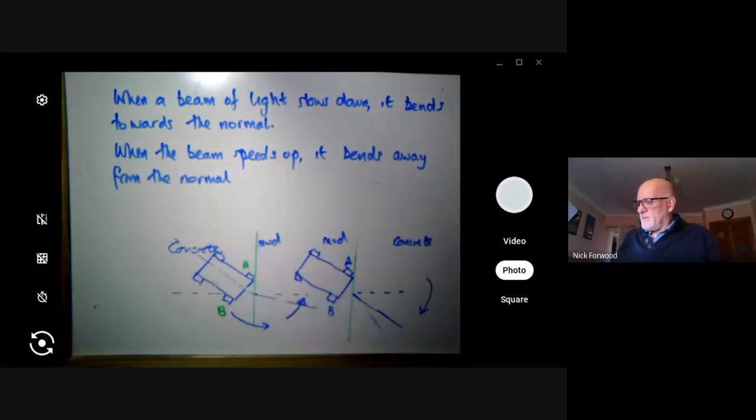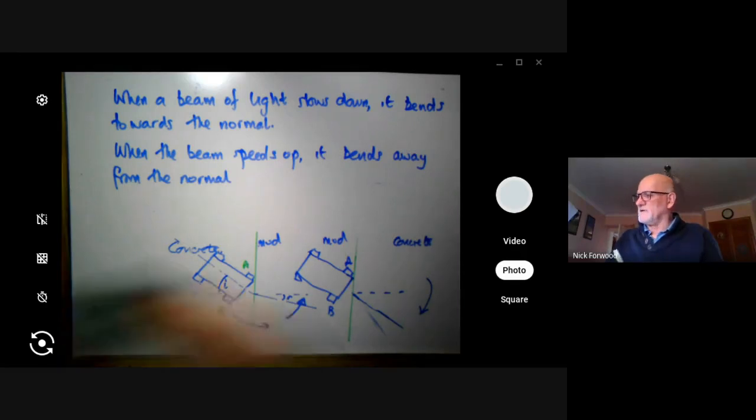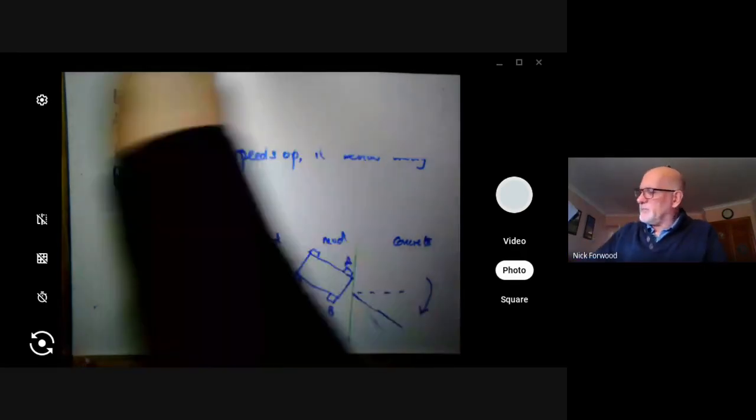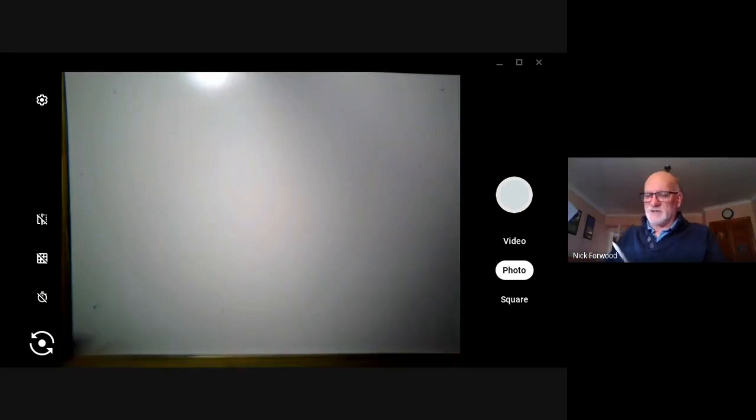So what that means is that this is the angle of incidence here, and this is the angle of refraction, and you'll see that the angle of refraction is much smaller. As it bends towards the normal, the angle of refraction gets smaller. As it bends away from the normal, then that angle gets bigger again. All right, I hope that makes sense. So you can always use this idea of the tractor, and you can complete diagrams. So let's have a look at completing some diagrams.